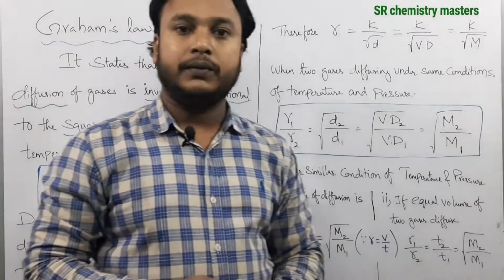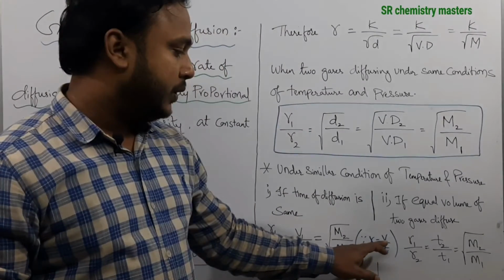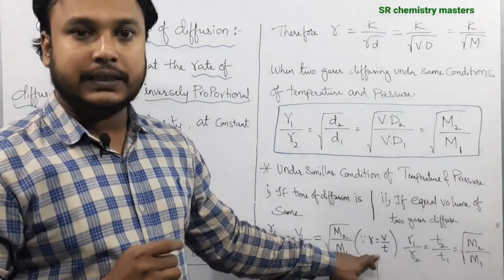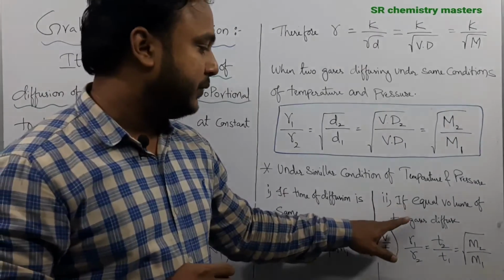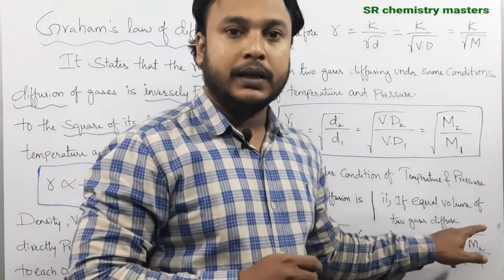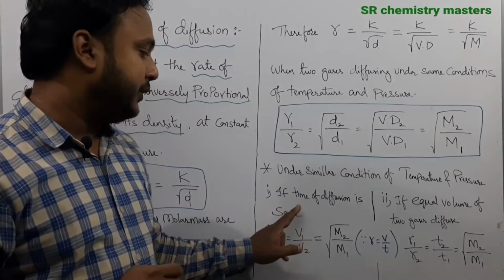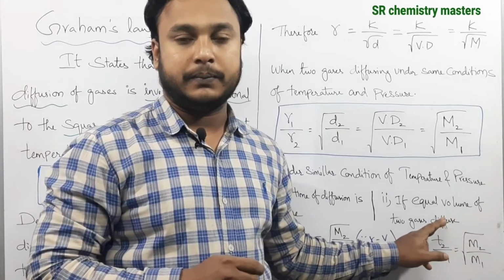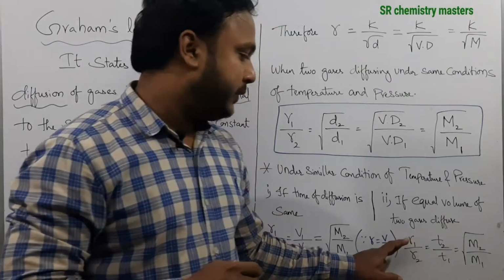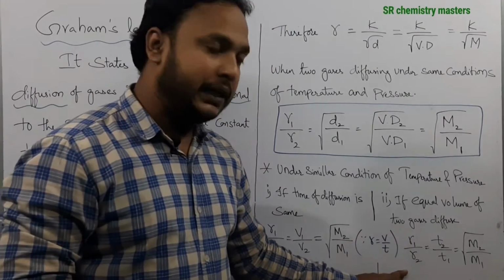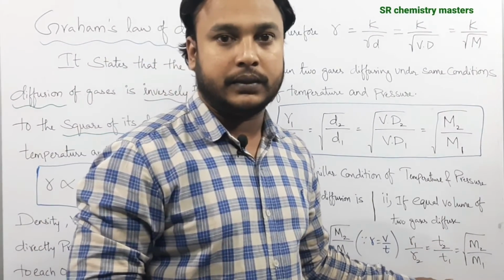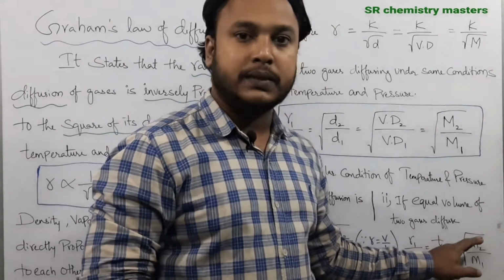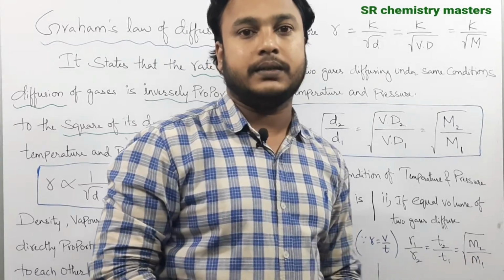As you know, the rate of diffusion is equal to the volume of gas spread by the time taken. And in the second condition, if equal volumes of two gases are diffusing, here in the first case the time of diffusion was the same, and in the second case the volume is the same, then the rate of diffusion of gas, that is R1 by R2, is equal to T2 by T1, which is equal to the square root of the molar mass of the second gas by the molar mass of the first gas.